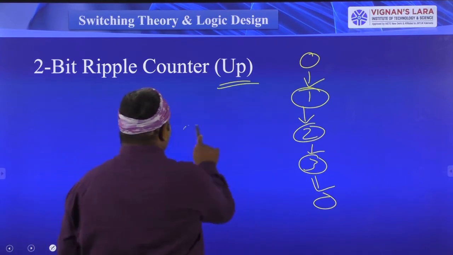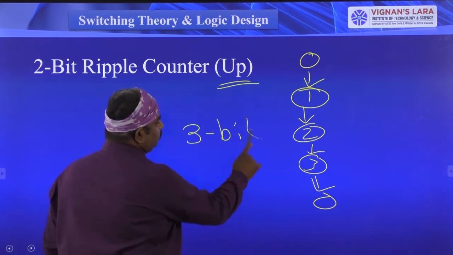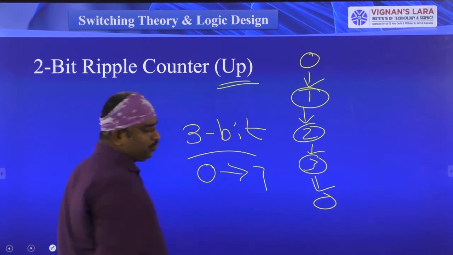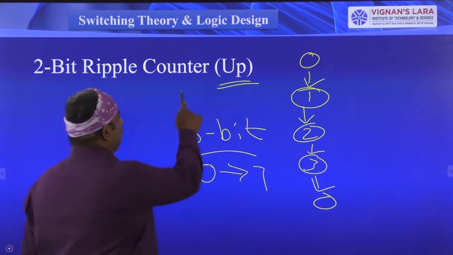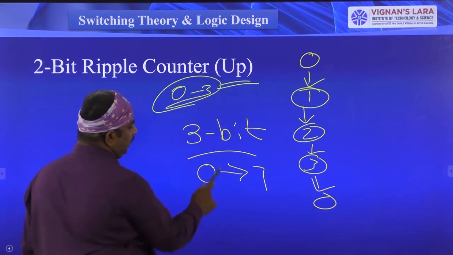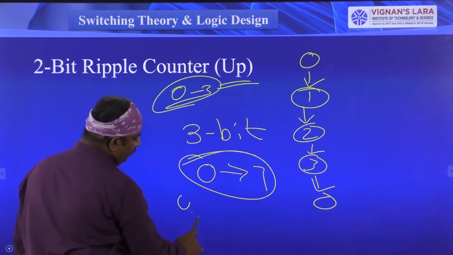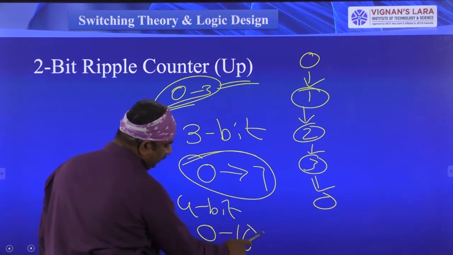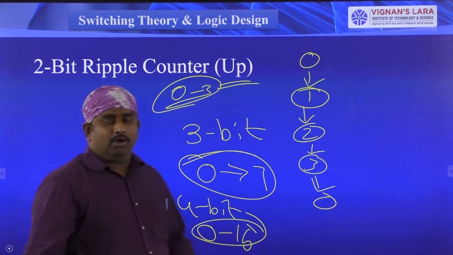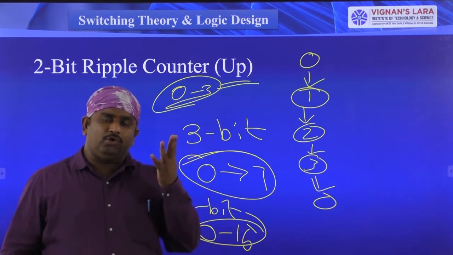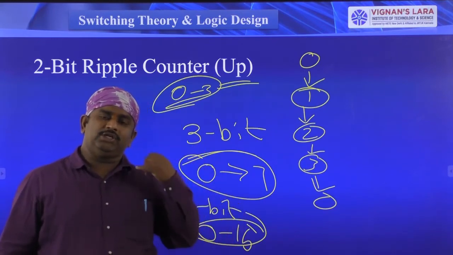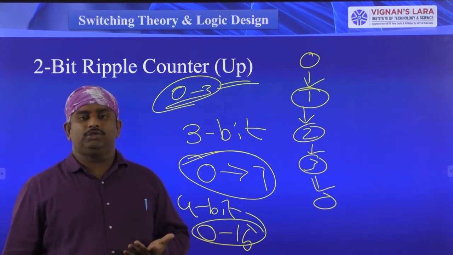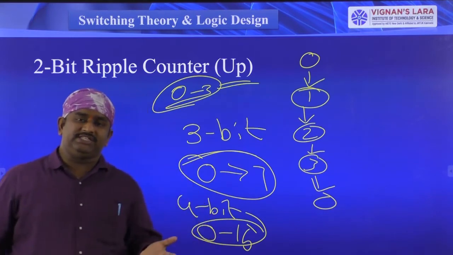For example, if you are using 3-bit upcounter, it is counting from 0 to 7. 2-bit counter is counting from 0 to 3. 3-bit counter is counting from 0 to 7. Where 4-bit counter is counting from 0 to 15. Okay. By using 2-bit counter, you can count only 4 values. By using 3-bit, you can count 8 values. By using 4-bit counter, you can count 0 to 15, 16 values.